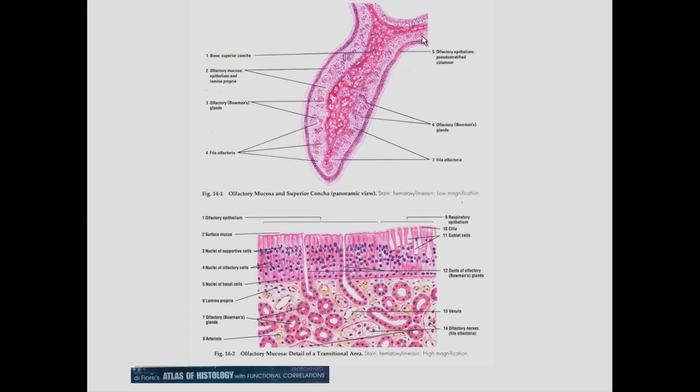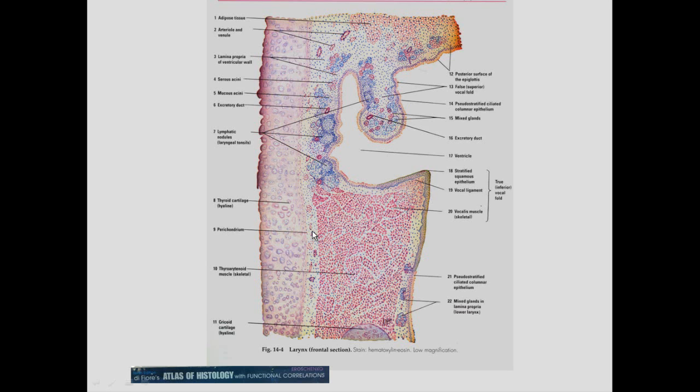And so here we can see the olfactory mucosa, and you can see the epithelium on the surface is pseudostratified columnar epithelium. Also, we can see glands in there. These are olfactory glands that push their contents up and trap some of the odors on the surface.